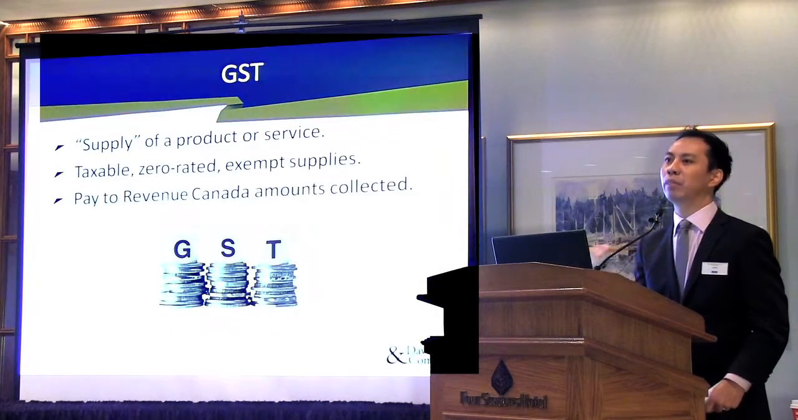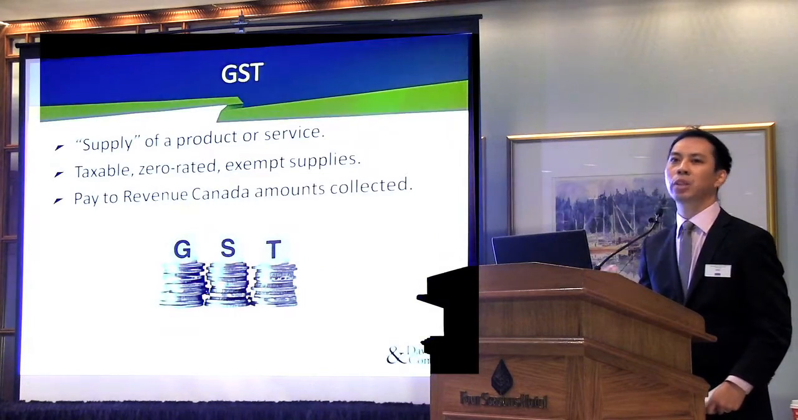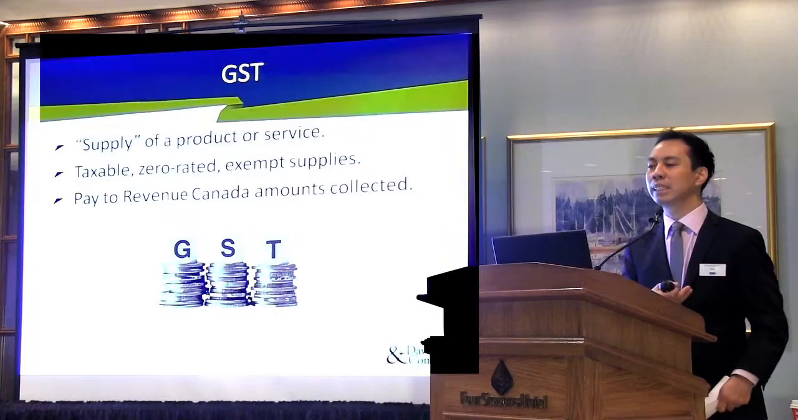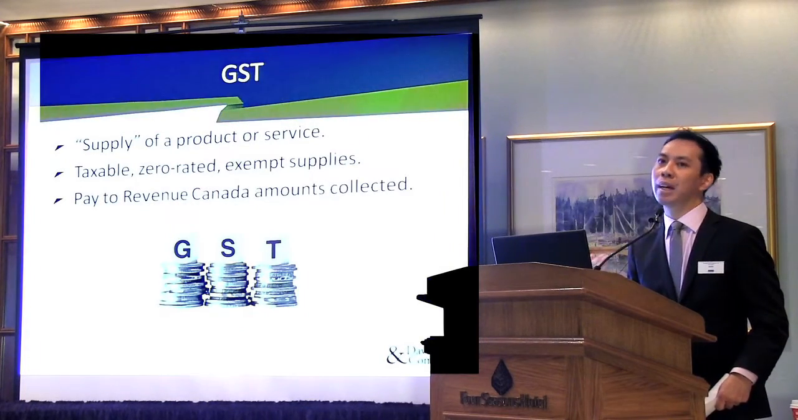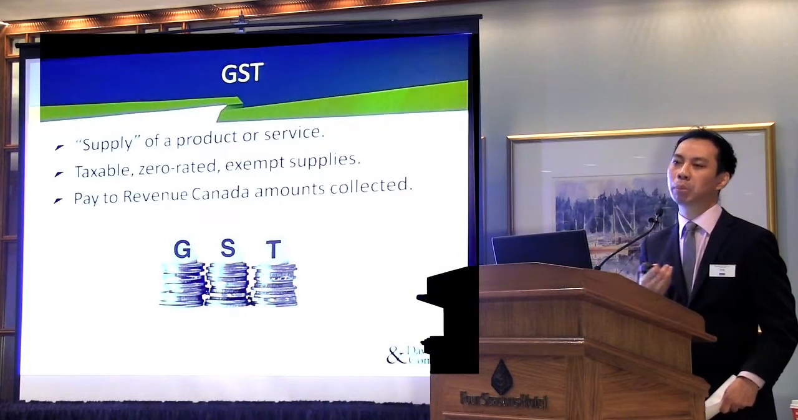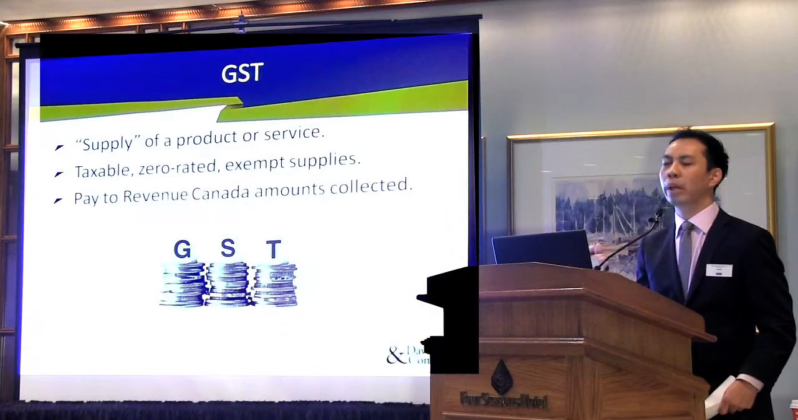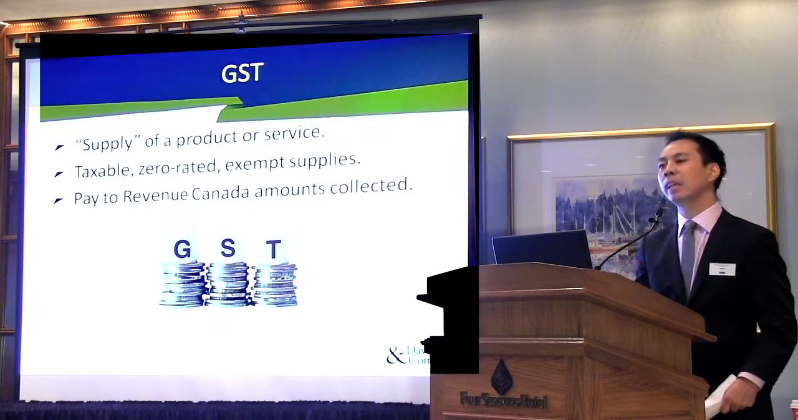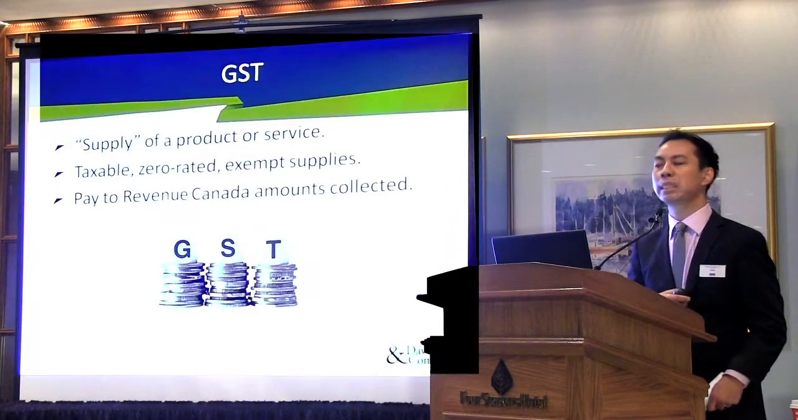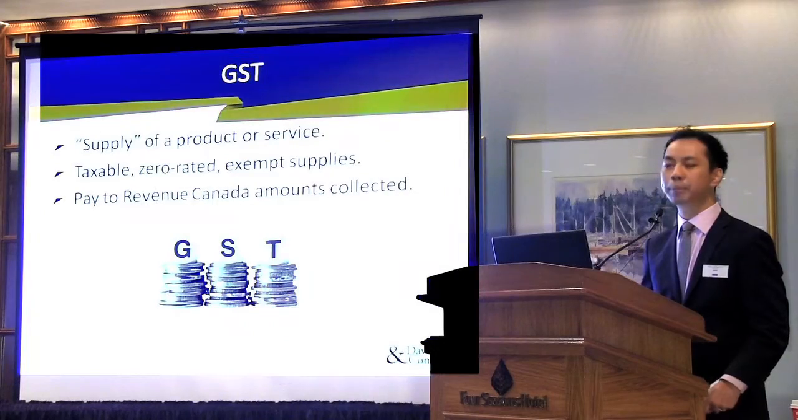As many of you know, if you are selling taxable supplies of products and services, you have to collect GST, report that on your GST return, and remit that to the CRA. And at the same time, if you've paid GST on expenditures, you can claim that back as input tax credits on your GST return, and the net effect is what you effectively pay to the CRA. And if your input tax credits exceed your GST collected, well, then you get a refund from the CRA. So that's a really basic understanding of how GST works.